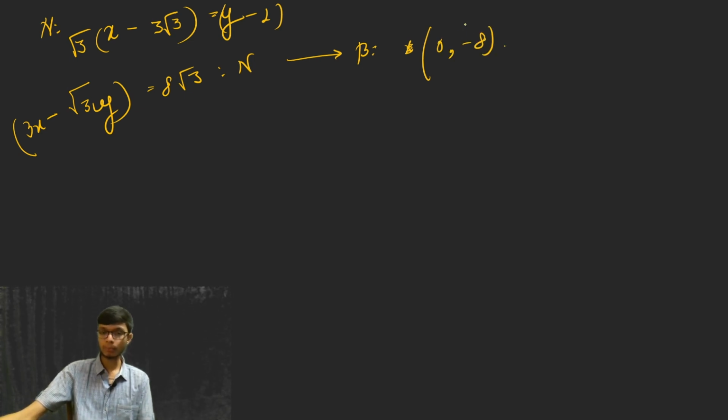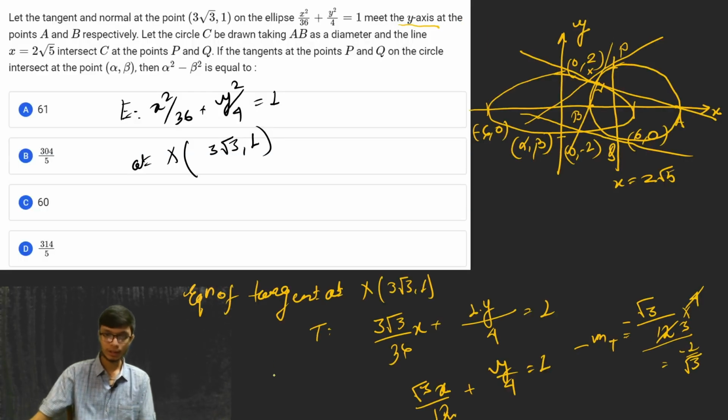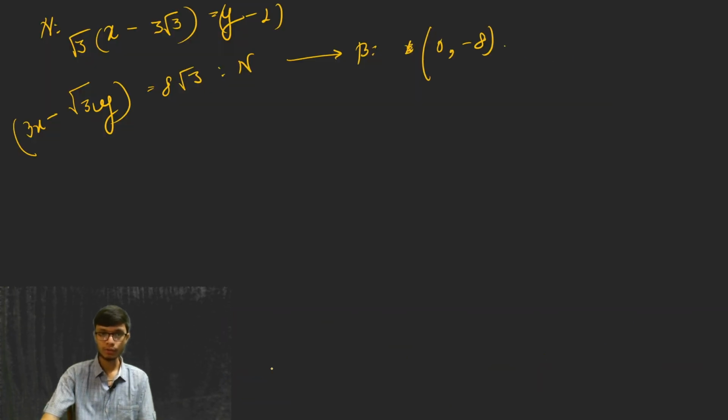So that will give me point B as 0 comma minus 8, and similarly for the tangent, the coordinate A: if in place of x you put 0, it is 4. So you got 0 comma 4 and 0 comma minus 8. So you got both the points A and B.